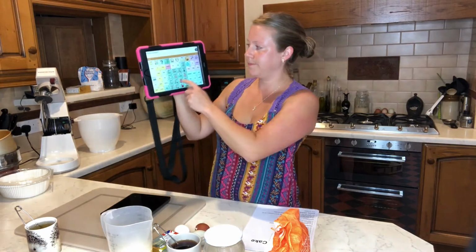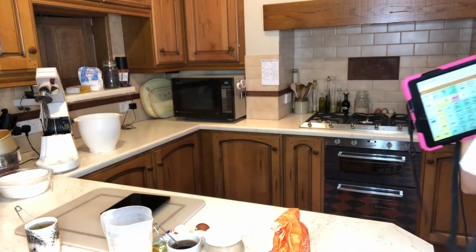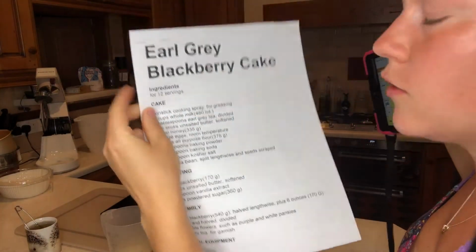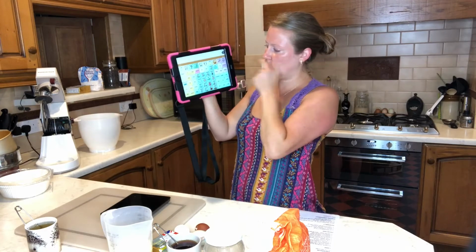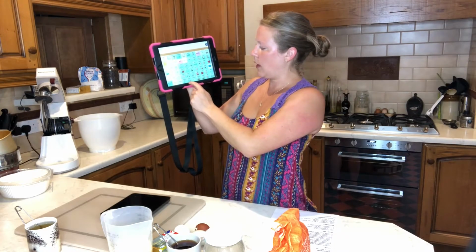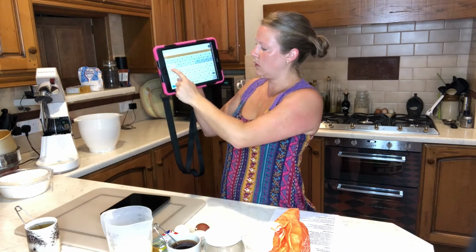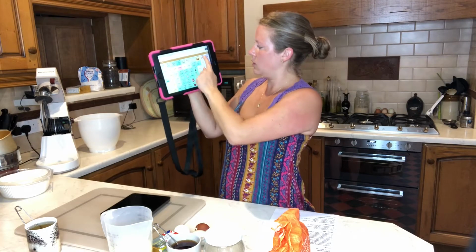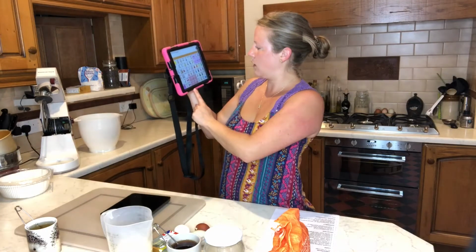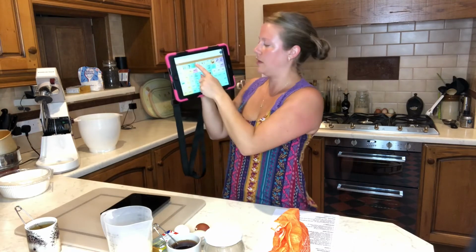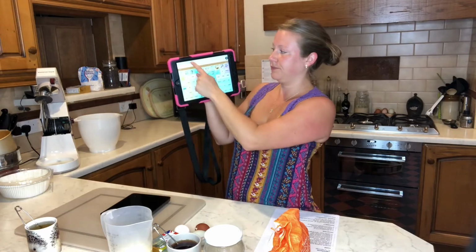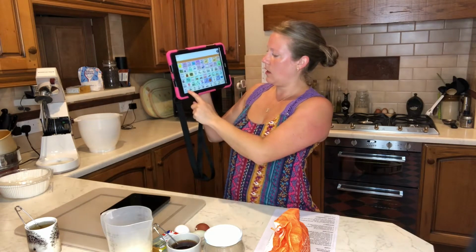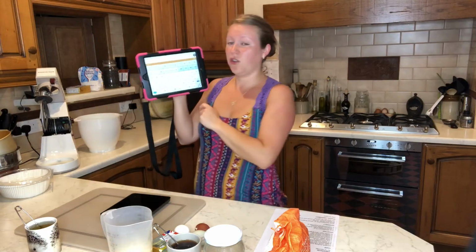But I have a problem. The recipe says it serves 12 people, and I don't have 12 people to give it to. Oh no, I've made a mistake. I know what I meant to say. I don't have 12 people to give it to because in my house, there's only 3 people.